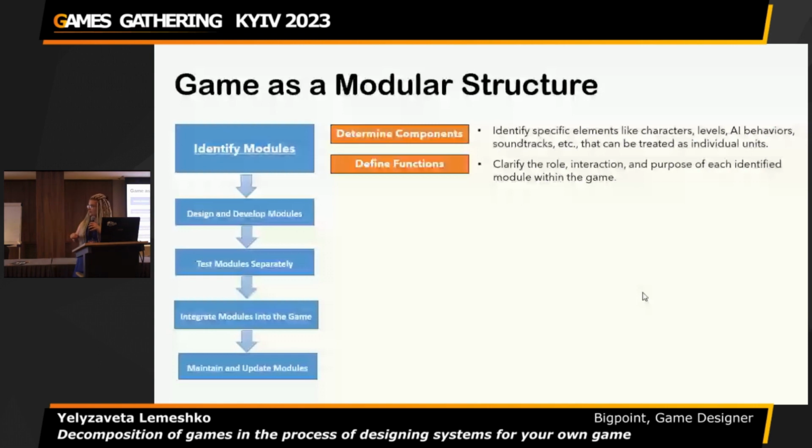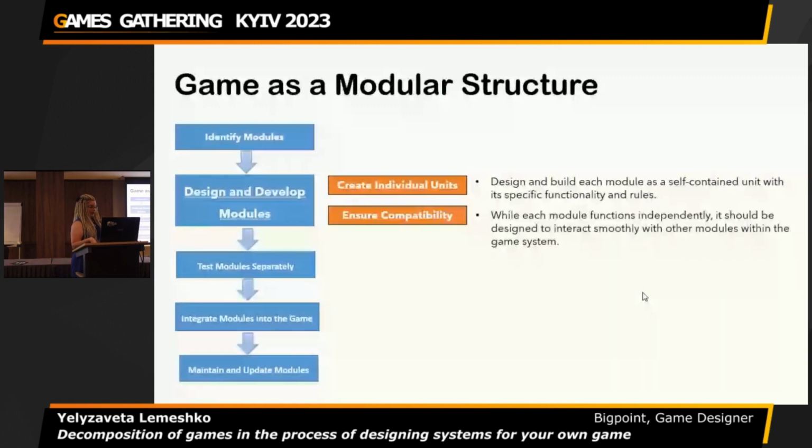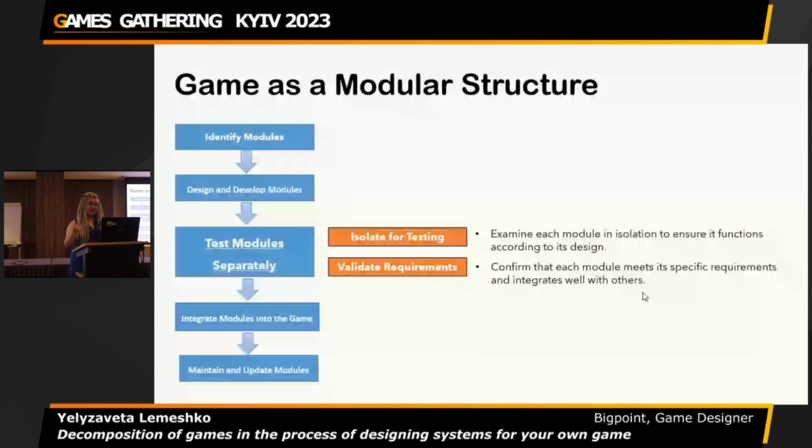So, game as a modular structure. You can see already similar steps that we have in modular structure and a game as a system. We start from identifying modules. So what components we have and what functions these components have. We understand what characters, levels, and behaviors we have, and what the interactions and purpose of these elements are. After that, we create individual units and ensure compatibility, which means from the second step you understand what modules work, what probably will not work, and how we can see all modules in the general picture as one big game system.